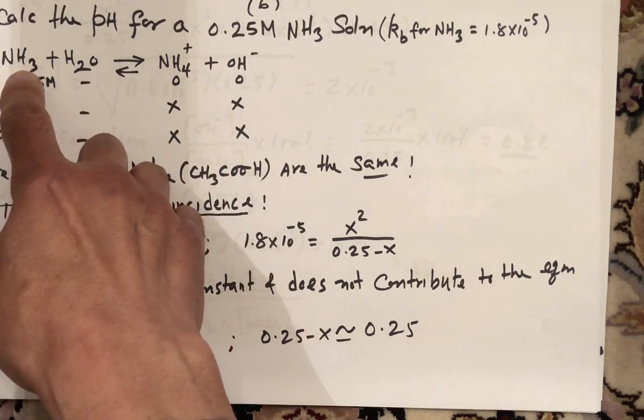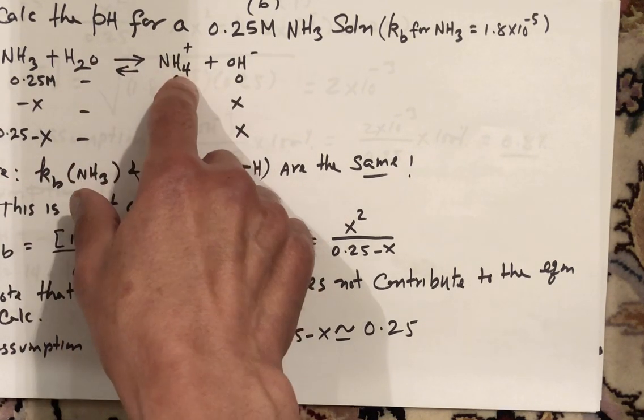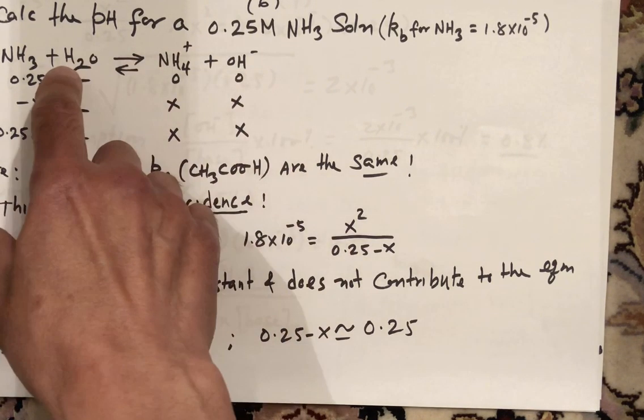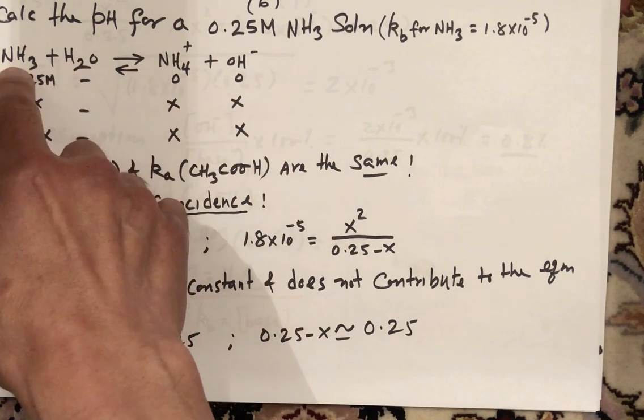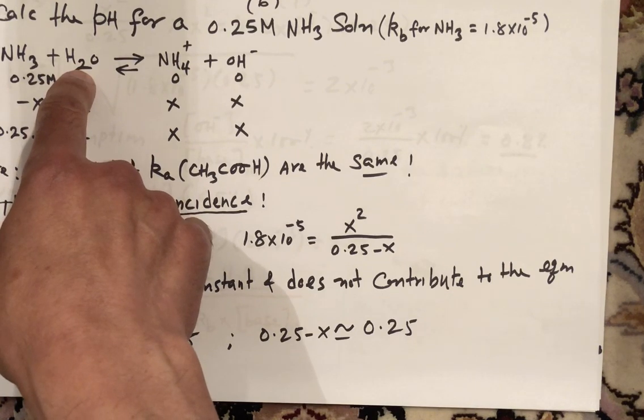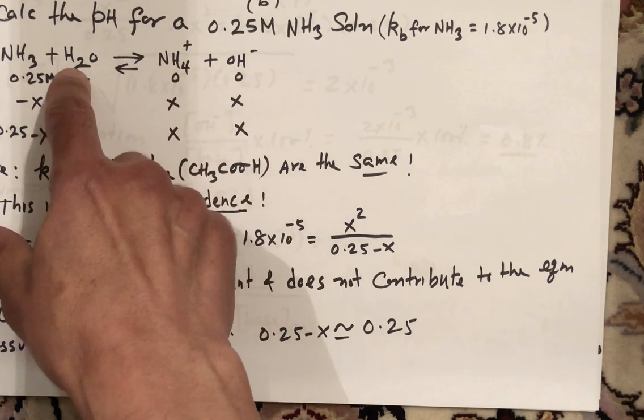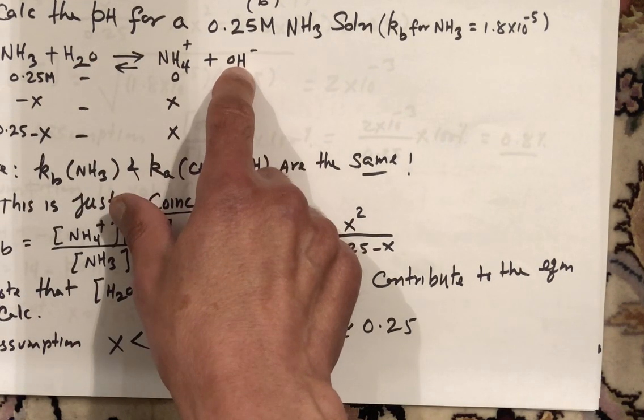So the reaction is going to be NH3 plus H2O, producing NH4 plus and OH minus. Now, again, this is a base reaction, so the base will grab hydrogen from the water, becomes NH4 plus. Water is left with one less hydrogen, therefore OH minus.